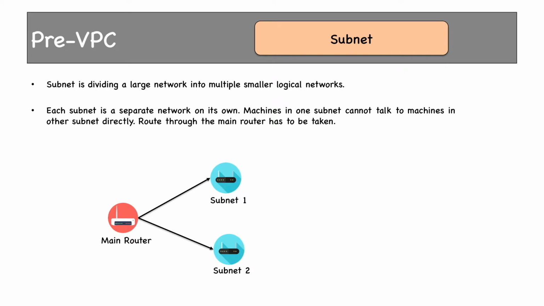Machines in one subnet cannot talk to machines in another subnet directly. Even though it is logical, machines behind a subnet cannot talk to each other directly. They have to go via the router.